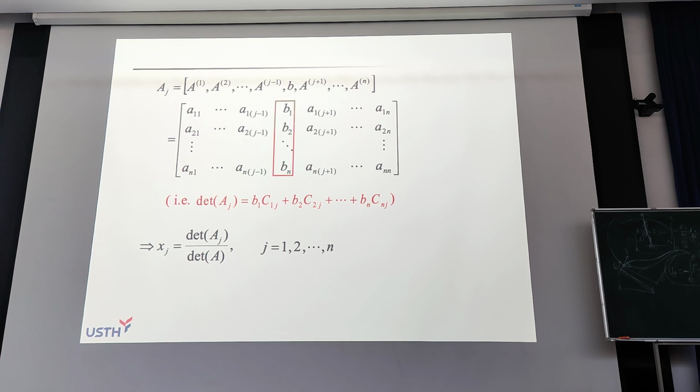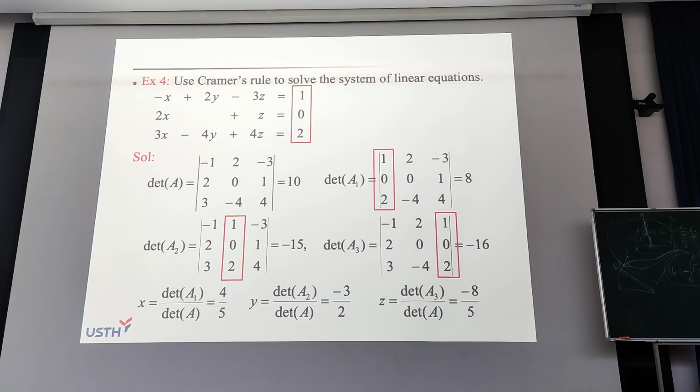And in that case, you are given the concrete, precise solution of the Cramer system. That is xj equals determinant of Aj over determinant of A. So that is Cramer's rule to solve a system of linear equations.